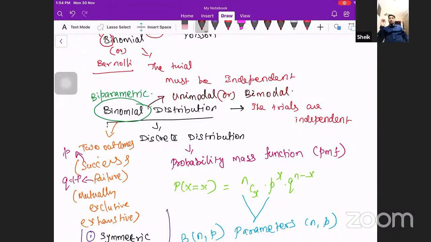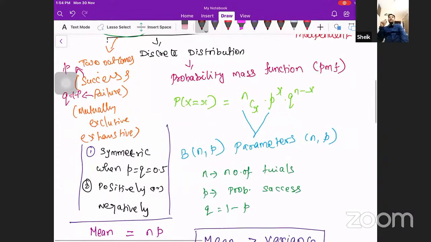Now the probability mass function of a binomial distribution is nCx p power x into q power n minus x. That is our binomial distribution probability mass function, PMF. Here n and p are parameters. Therefore, binomial distribution is biparametric.